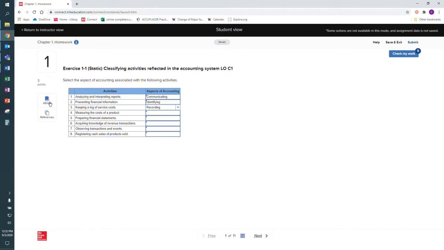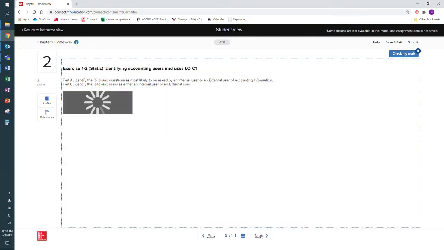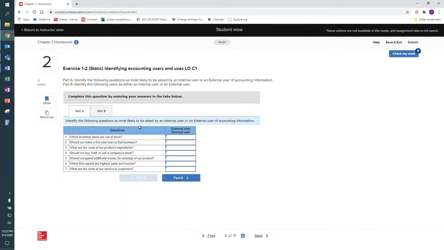Your ebook is available over here, and you've got your check your work function available up here in the corner. So you use the drop down to answer this question. We're going to move on to the next one. That was a pretty easy one. This one is very similar. We've got some questions, and we're going to answer it by selecting internal or external user here. The one thing to watch out for in number 2 is that there's a part A and a part B.